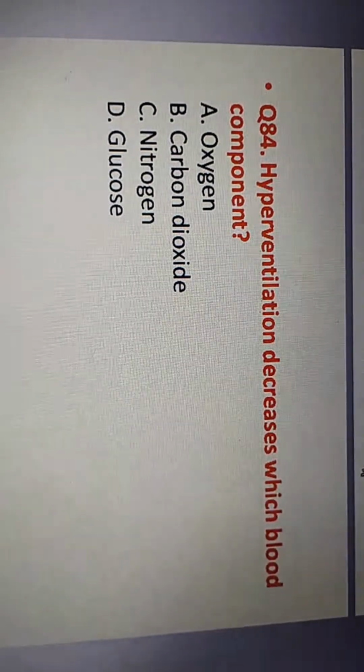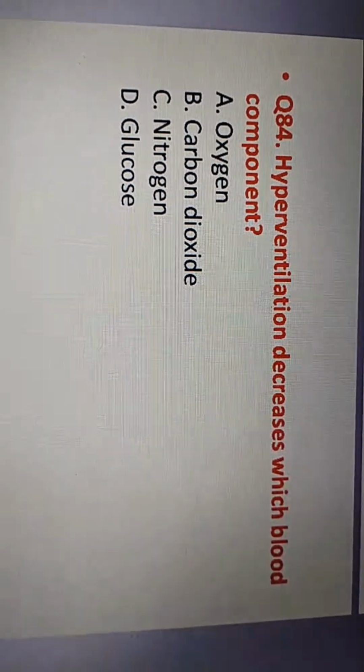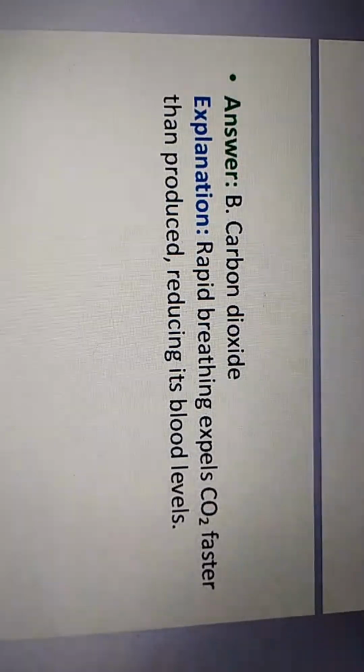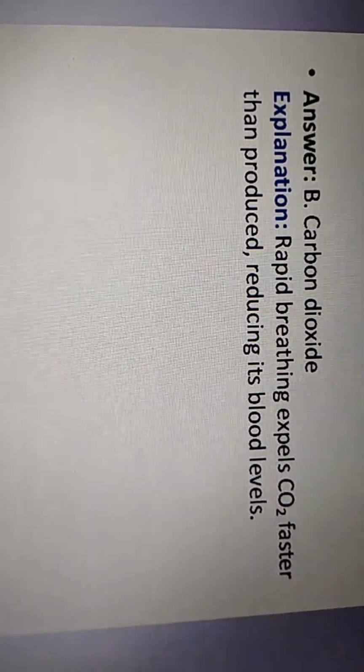Hyperventilation decreases which blood component? Option A, oxygen; option B, carbon dioxide; option C, nitrogen; option D, glucose. The correct answer is option B, carbon dioxide. Rapid breathing expels carbon dioxide faster, reducing its blood levels.